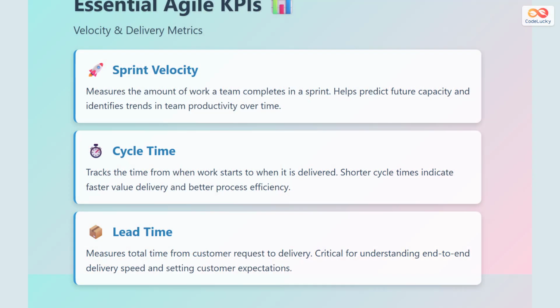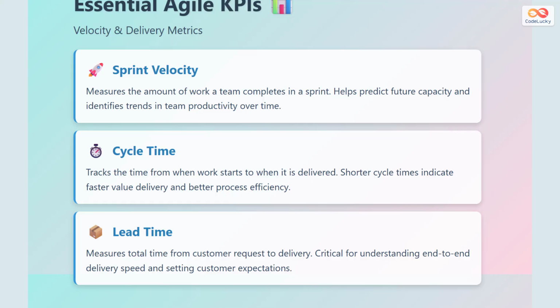Let's explore the essential Agile KPIs, starting with velocity and delivery metrics. Sprint velocity measures the amount of work a team completes in a sprint, typically counted in story points or similar units. This metric is invaluable for predicting future capacity and identifying trends in team productivity over time. However, remember that velocity is team-specific and should never be used to compare different teams.